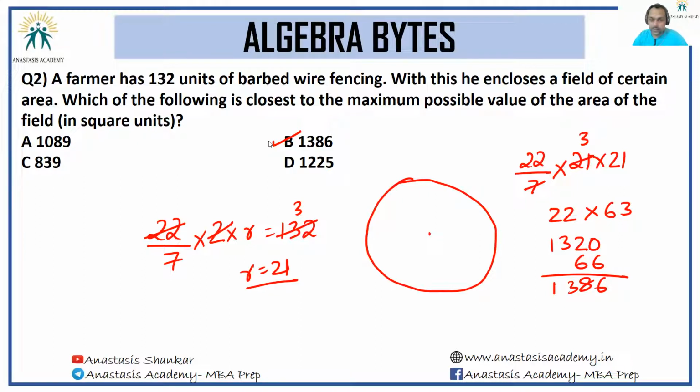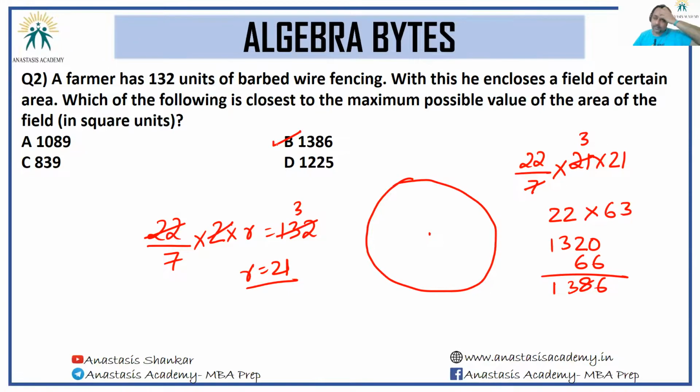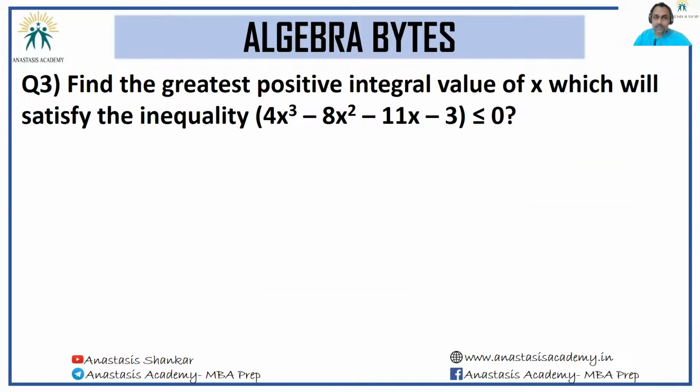One error that you can potentially make in this question is you might end up thinking that this is a square field. The error that I started with is a square field. But in case you want to maximize the area, it has to be a circle shape that you have to work with here. Next question, find the greatest positive integral value of x which will satisfy the inequality.